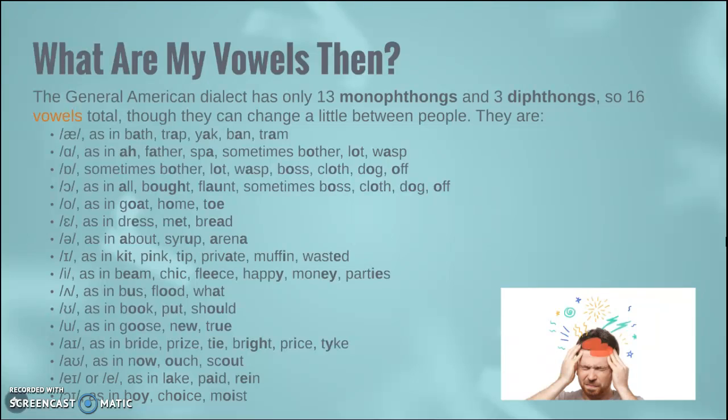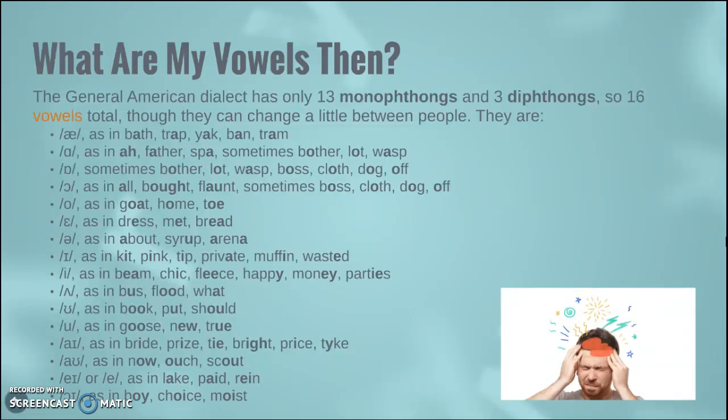Bath, trap, yak, ban, and tram make the AE looking symbol. Father, spa, and sometimes bother, lot, and wasp make the A symbol. Bother, lot, wasp, boss, cloth, dog, and off make the reverse A symbol. This is a part of a merger, hence the sometimes. And we have all, bought, flaunt, and sometimes boss, cloth, dog, and off. Again, this one varies on accent.